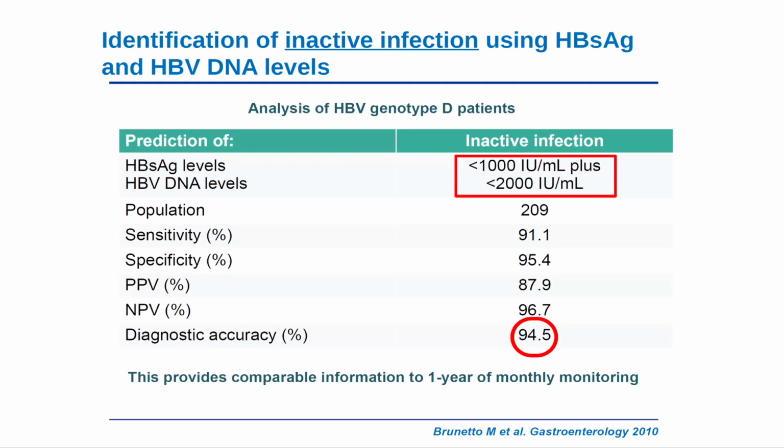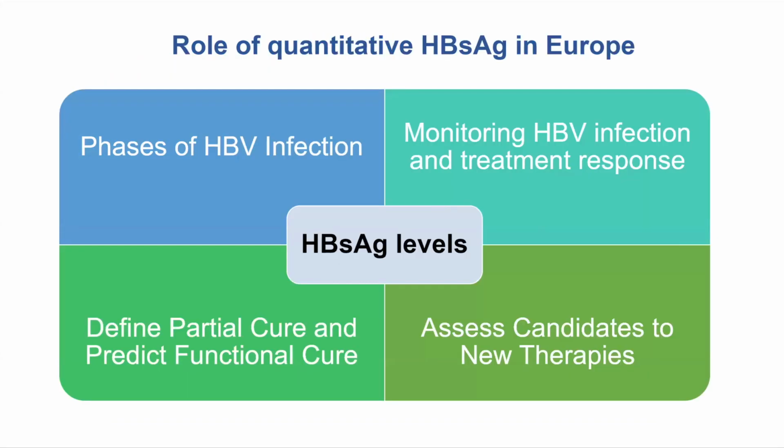Only using HBsAg and HBV DNA, it's possible to identify inactive carriers in one determination without need of follow-up. And this is particularly true for genotype D patients. And genotype B is the most frequent genotype in European countries.